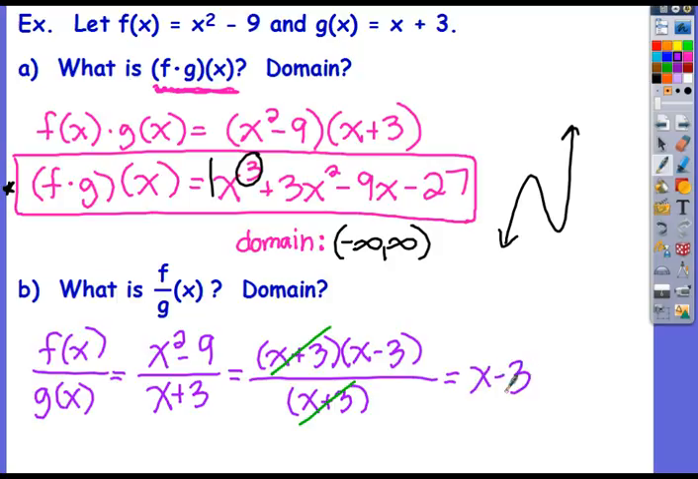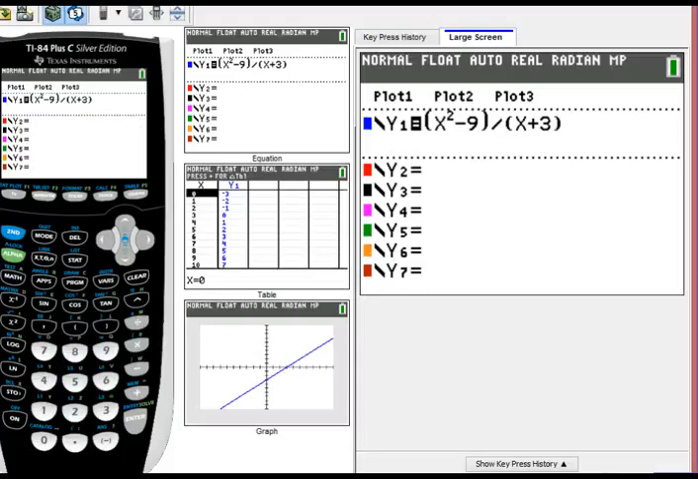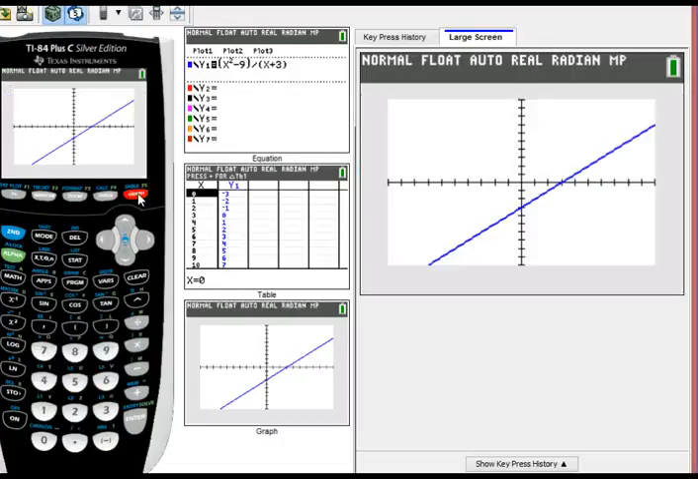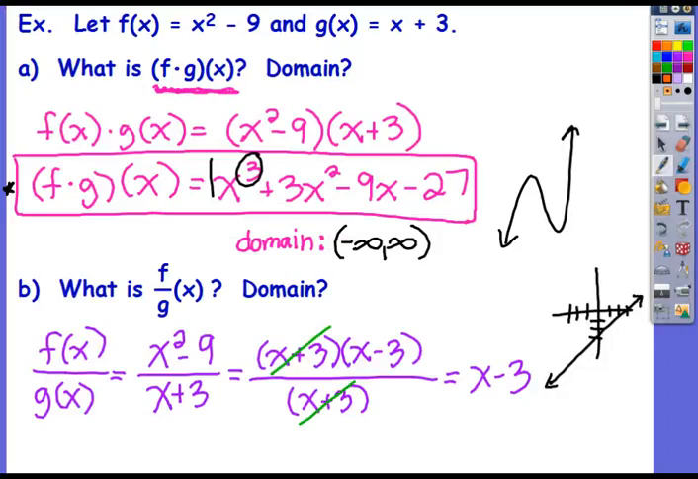So let's take a look at the graph. So my graph, here's my function. And yeah, I get y equals x minus 3. So from the graphing calculator, you might be thinking, well, I got a line, my domain's anything. But what you can't see is that at -3, there's actually a little hole where the graph doesn't exist.